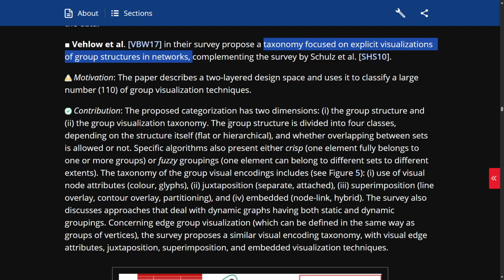The taxonomy of the group visual encodings includes, see Figure 5, 1, use of visual node attributes, color, glyphs, 2, juxtaposition, separate, attached, 3, superimposition, line overlay, contour overlay, partitioning, and 4, embedded, node link, hybrid. The survey also discusses approaches that deal with dynamic graphs having both static and dynamic groupings. Concerning edge group visualization, which can be defined in the same way as groups of vertices, the survey proposes a similar visual encoding taxonomy, with visual edge attributes, juxtaposition, superimposition, and embedded visualization techniques.